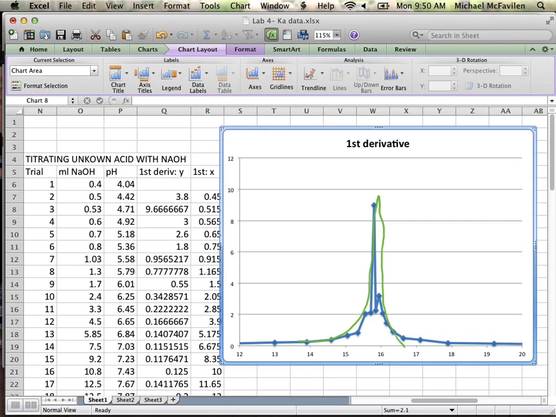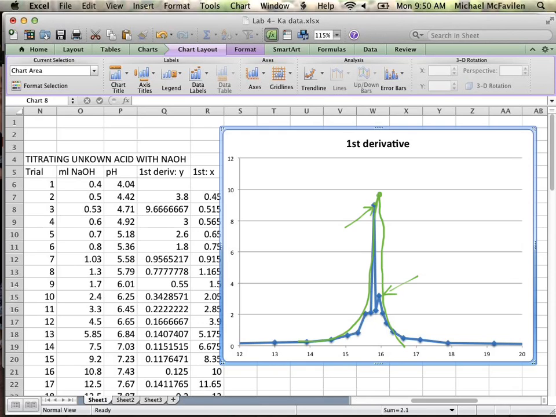Okay? And you just happen to get the last data point before it spiked upwards. So with that, we could say that more than likely we're really, really close to it. We're somewhere between those last two data points, this one and this one. Okay, your equivalence point is somewhere in there.